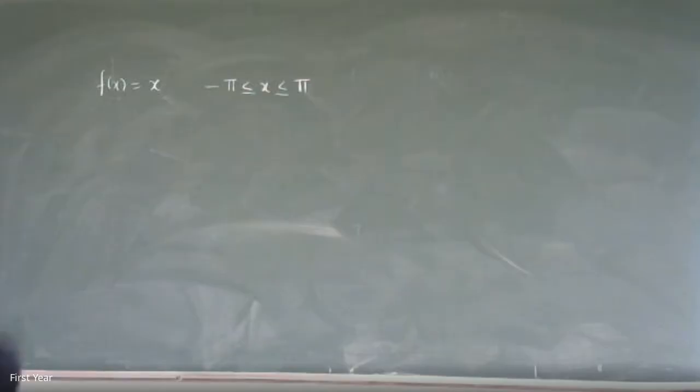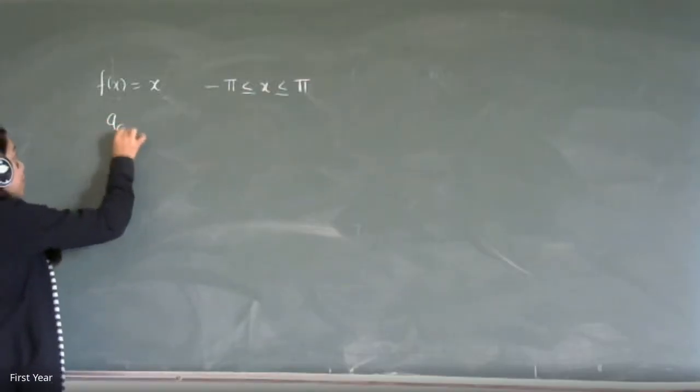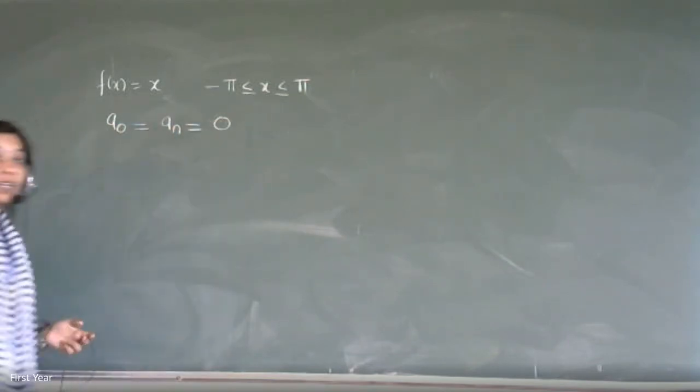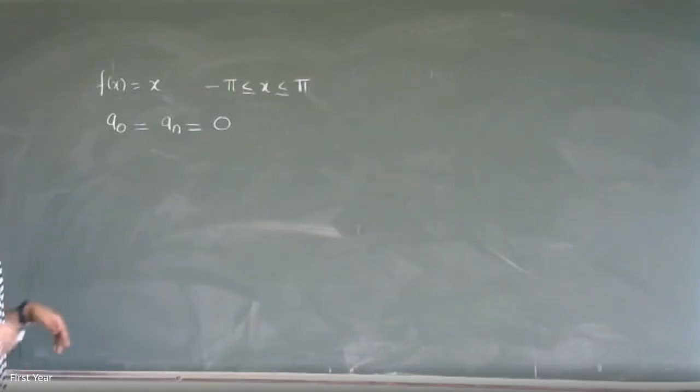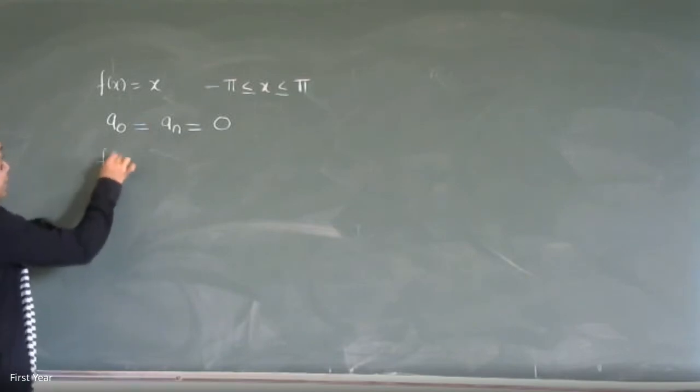So if the function is odd, then what's your Fourier series expansion form? The coefficients become 0. We have seen this in the previous lectures that a naught and an become 0. Only what remains is bn. So if bn is there, then you have to find out the Fourier series expansion.